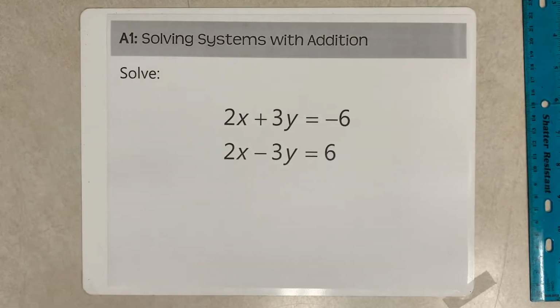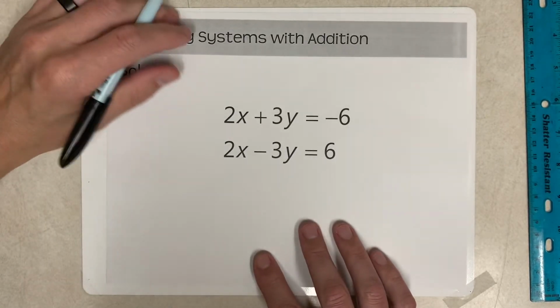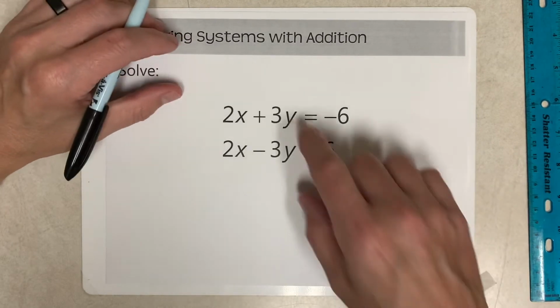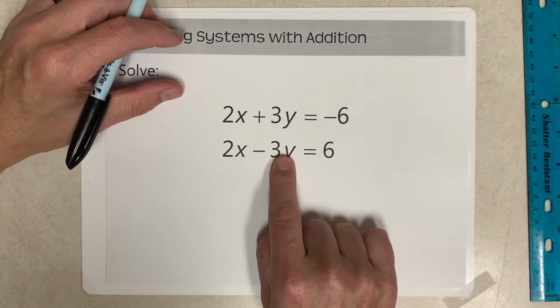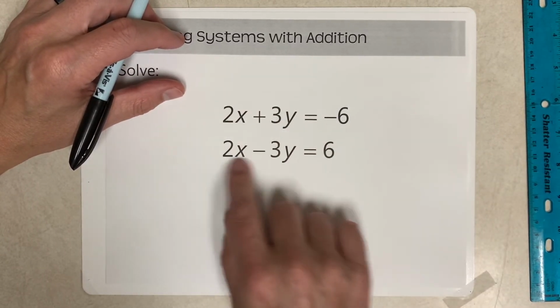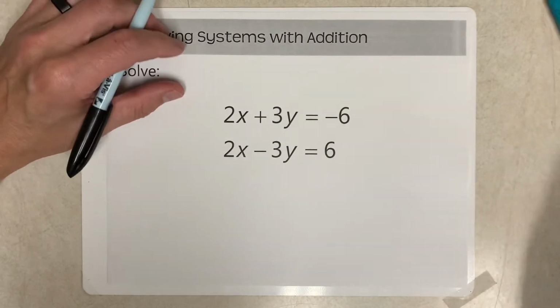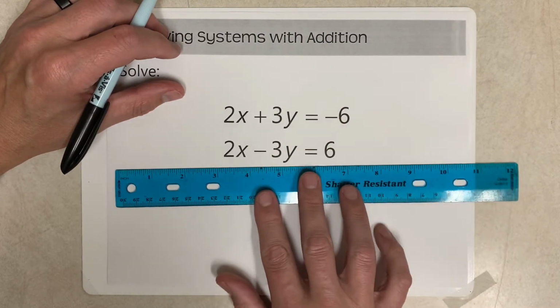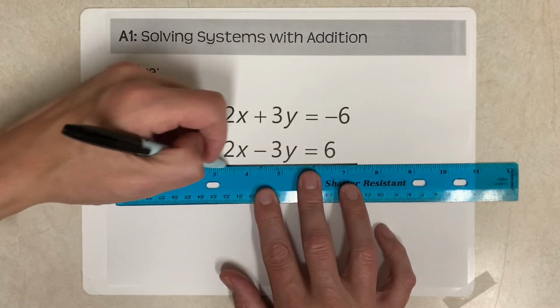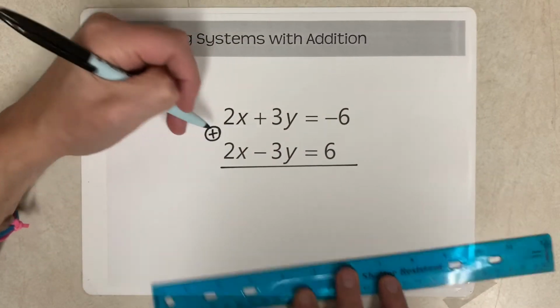All right, let's try this one. For this one, if we add them together, we notice that the 3y's will cancel immediately. You could also change the signs of all of these, add them together, and the x's would cancel. I'm going to just go ahead and add them together right now and get the y's to cancel, because that seems like the easiest thing to do.